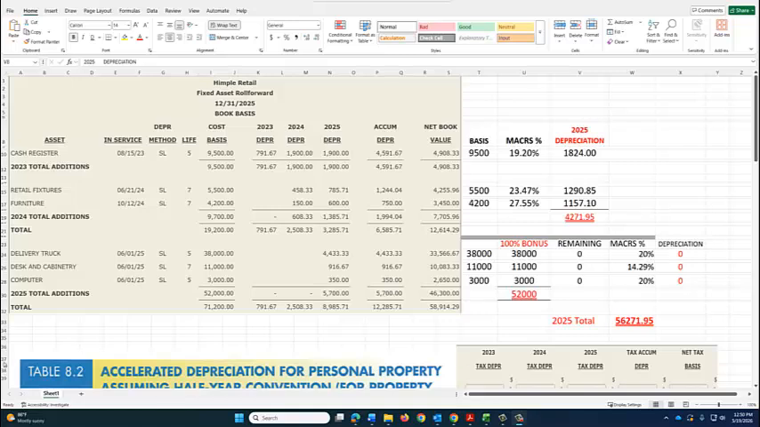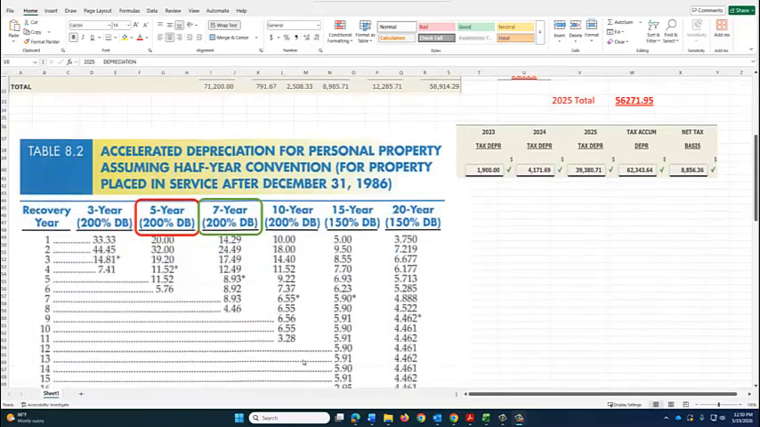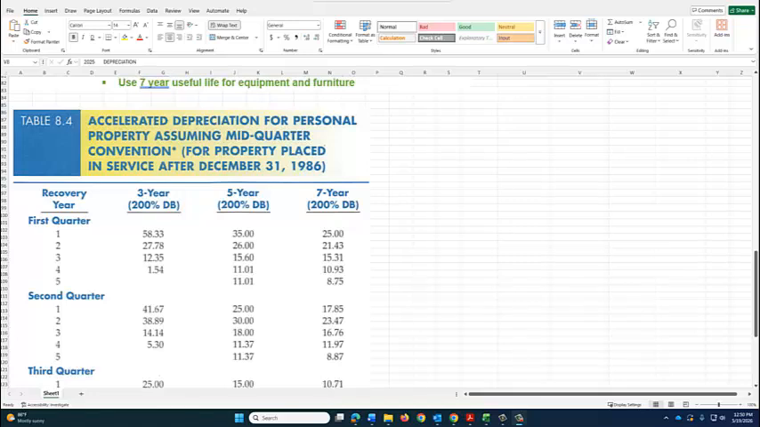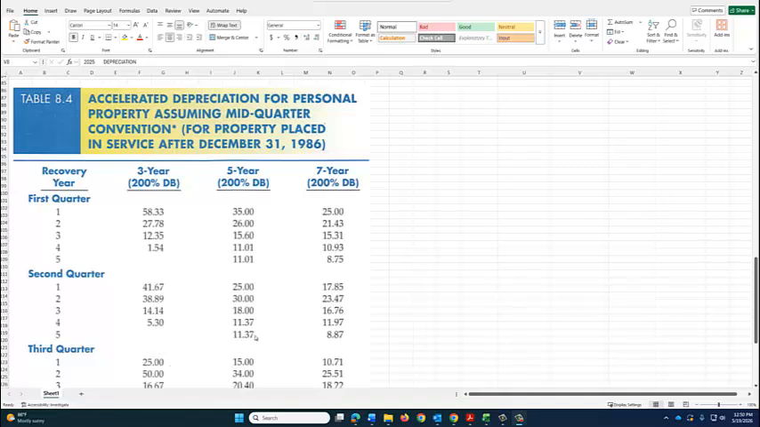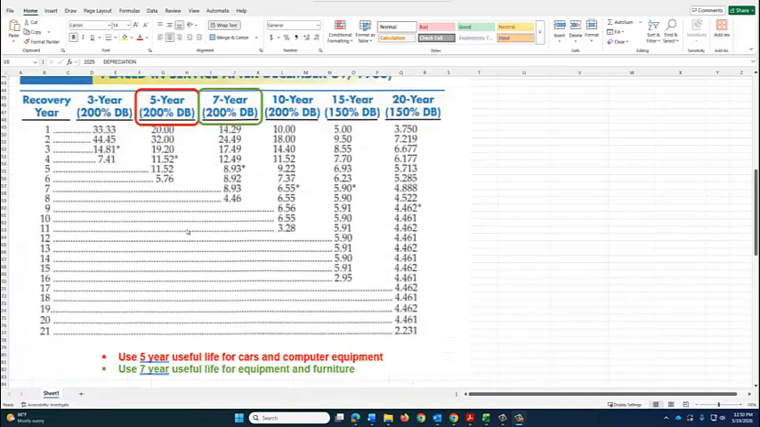In this table, right here, the IRS assumes that the assets were placed in service in the middle of the quarter that they were placed in service. In the half-year convention table that we used earlier, it's assumed that the asset was placed in service in the middle of the year, and all these percentages take that into account. So we just have to make sure we go to the right table.